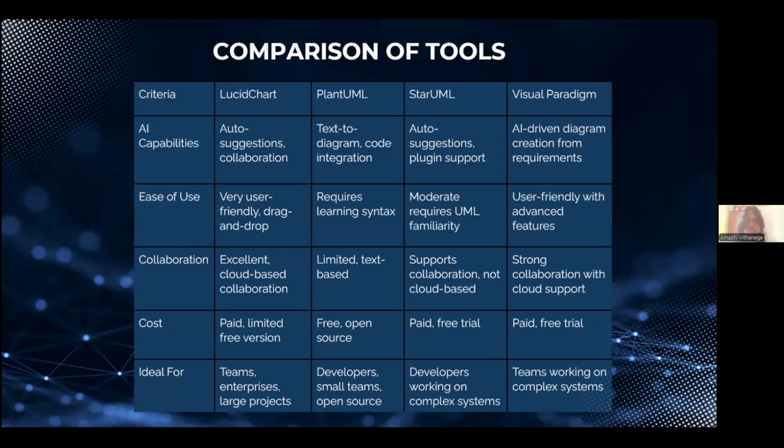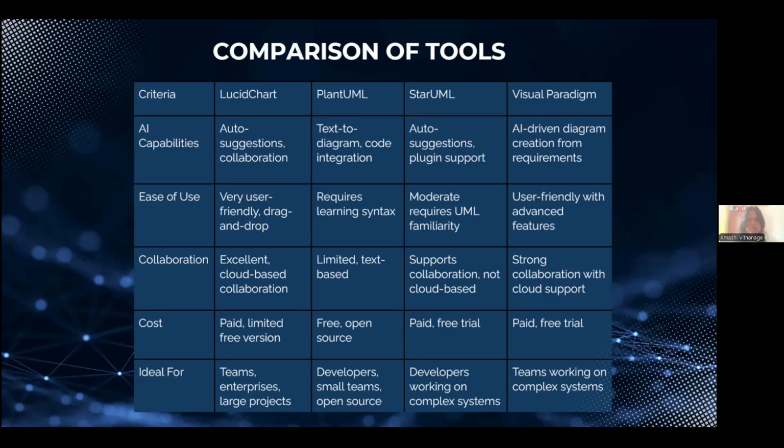For ease of use, Lucidchart and Visual Paradigm are very beginner-friendly. PlantUML requires learning syntax, and StarUML works well if you're familiar with UML. When it comes to collaboration, Lucidchart and Visual Paradigm are excellent for cloud-based teamwork, while PlantUML is more limited. StarUML supports collaboration locally but not on the cloud.